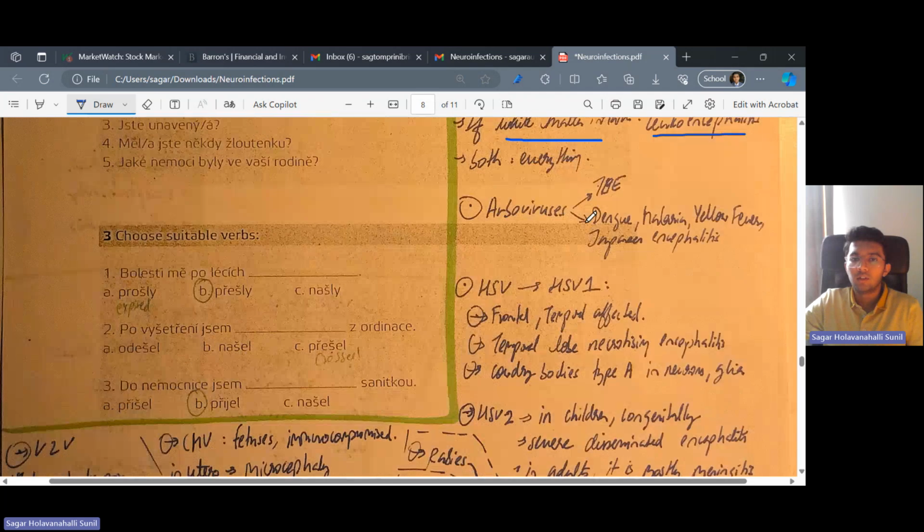That's all. Now, causative agents, arboviruses, what do they cause? TBE, for example, dengue, malaria, yellow fever, the ones that are carried by mosquitoes.